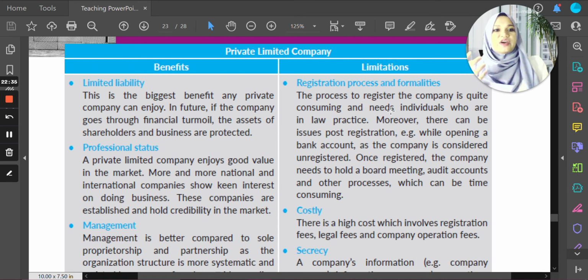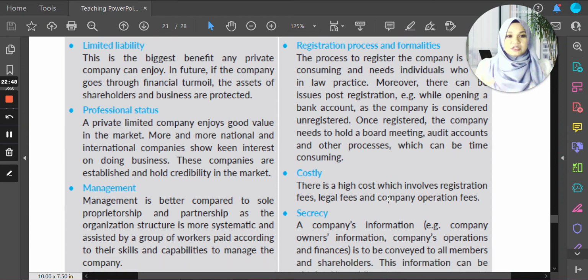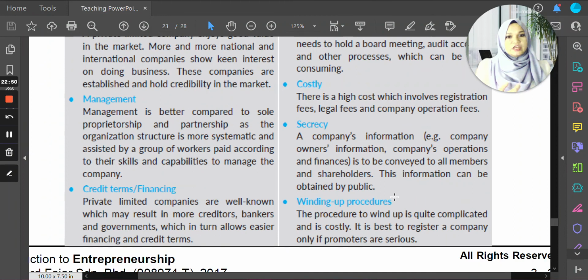While the limitations of a private limited company include the formalities and registration process, which will be very, very tedious. And then it is expensive. There is a high cost which involves registration fees, legal fees, and also company operation fees. It all depends on the industry that you want to get into. Some industries can be around 5,000, some industries will be more.